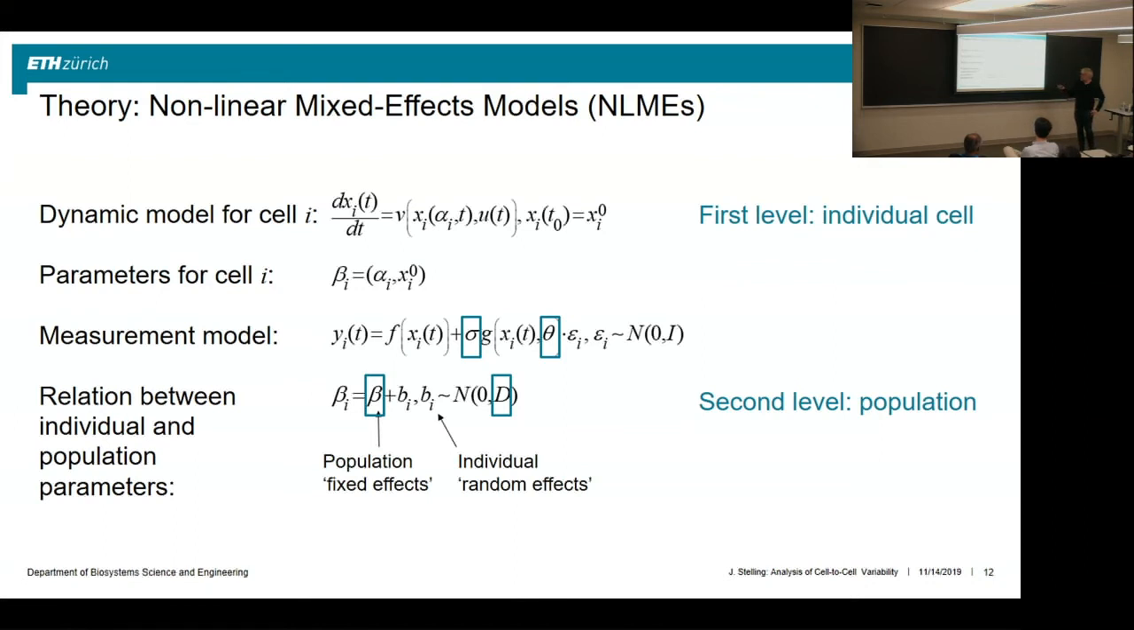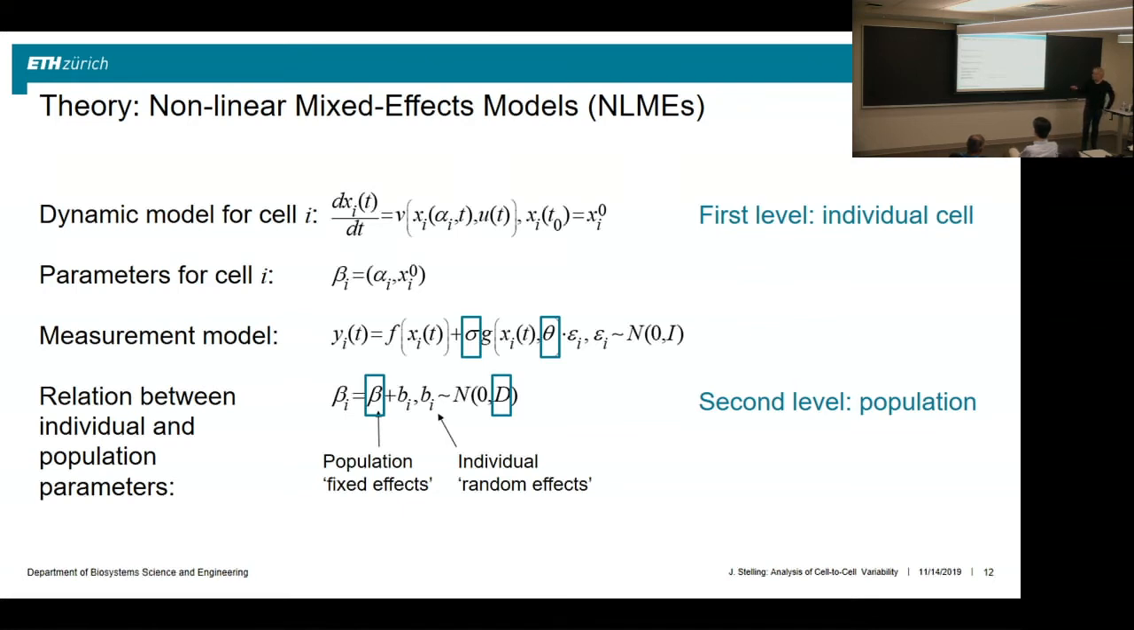For the measurement models, these are the observations, where we assume that there is some function of the states. Then we have additive noise, and this noise can also depend on the current state of the system. So these are two parameters for this noise. Eventually, we need to estimate these; the assumption here is that we have Gaussian noise. So what is alpha_i? Alpha_i are the kinetic parameters for the cell. It's the parameter vector for the cell. So that's the first stage, at the level of individual cells.